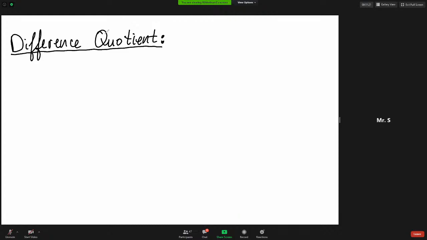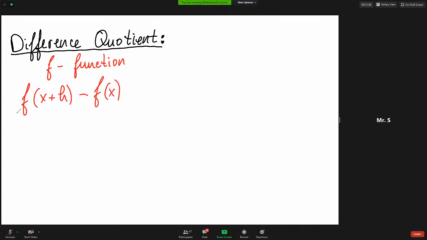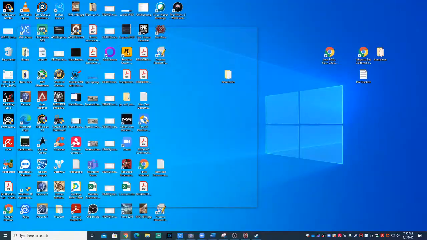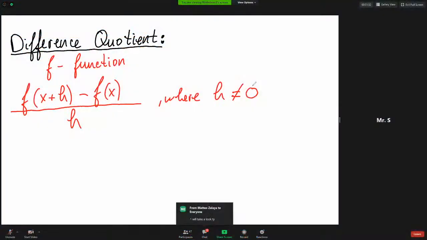So if you have a function f, f again is the name of the function, that's all it is here, then the difference quotient for this function is defined as the following quotient. f of x plus h minus f of x over h, where h is not equal to 0.